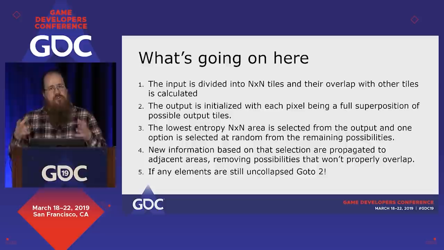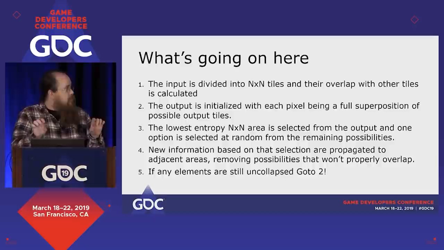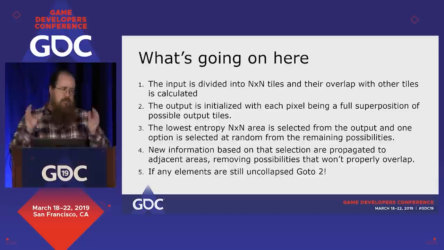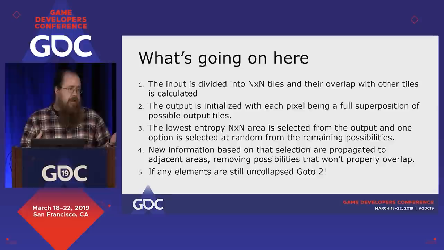So first, what it does is it chops the input up into n by n tiles. N is something you pick; 3 is a very typical size. So it's going to operate on individual 3x3 tiles. Chop up your input image into those, and it's going to operate on those as its basic atom. You can choose bigger or smaller atoms depending on the character you want out of your output.